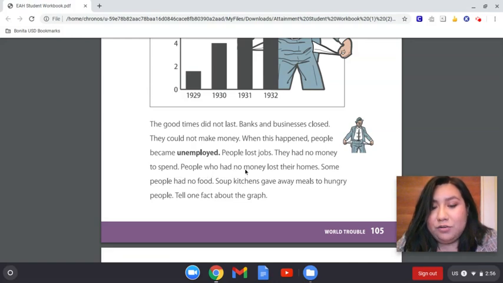People who had no money lost their homes. Some people had no food. Soup kitchens gave away meals to hungry people.